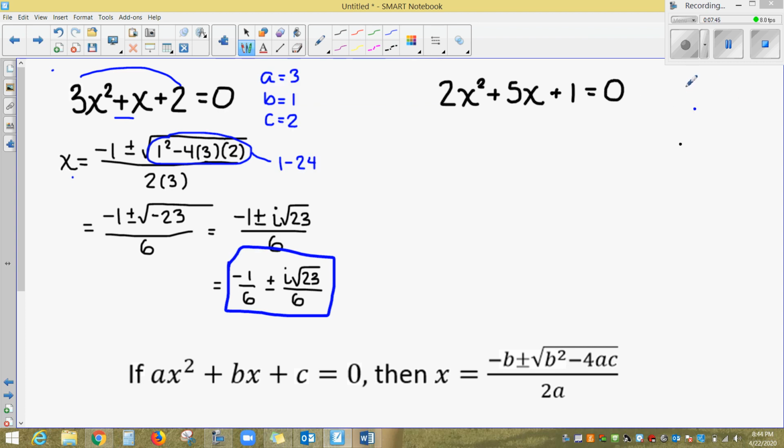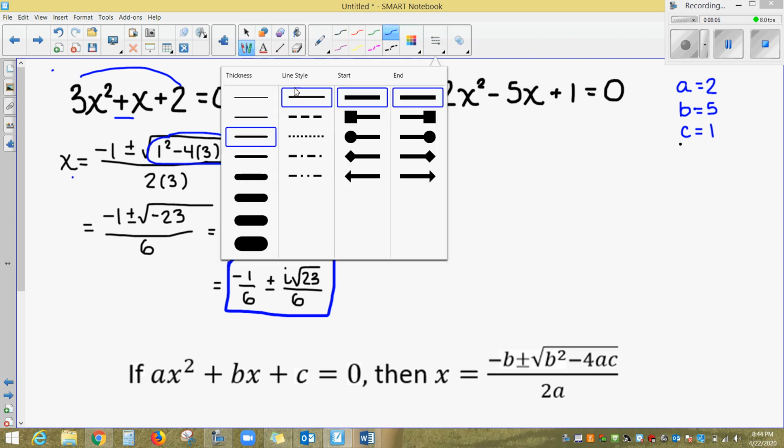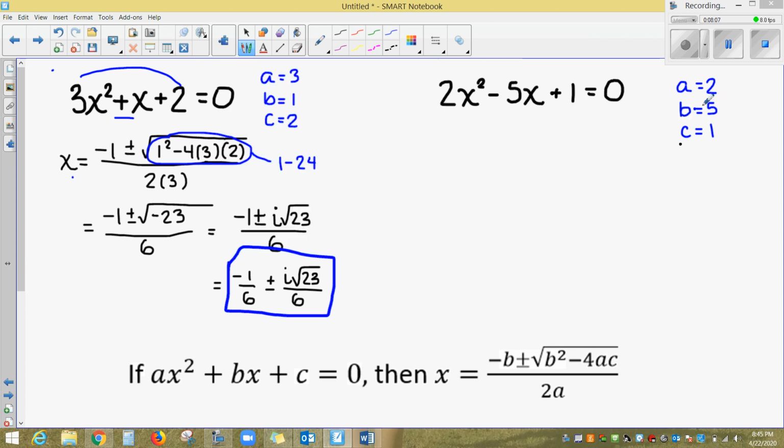On this one over here, a is positive 2, b is positive 5, and c is positive 1. Let's actually change the problem here and make that be a negative 5, just so you've seen one before we go to the next page, where I set you free. So go ahead and pause the video, plug in the a and b and c, turn it back on when you want to see if you're right.